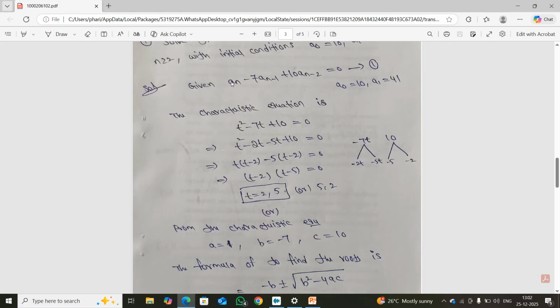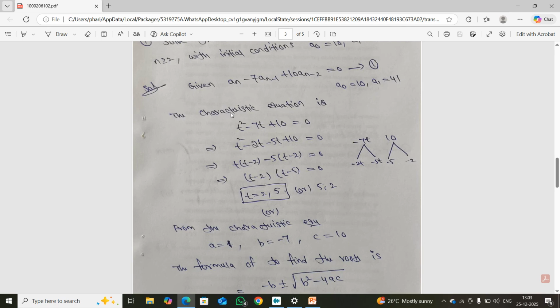Here the order is 2. The highest subscript is n and the smallest subscript is n minus 2. The difference between the largest and smallest subscript is called the order, that is n minus (n minus 2) equal to 2. Here the order is 2. The given equation is a second order homogeneous linear recurrence relation with initial conditions a0 equal to 10, a1 equal to 41.